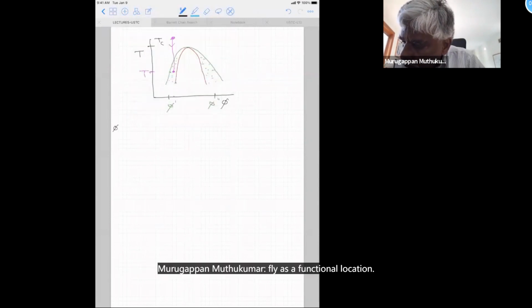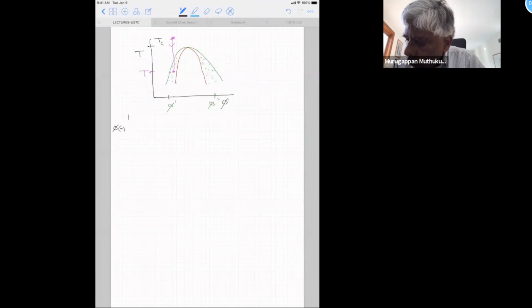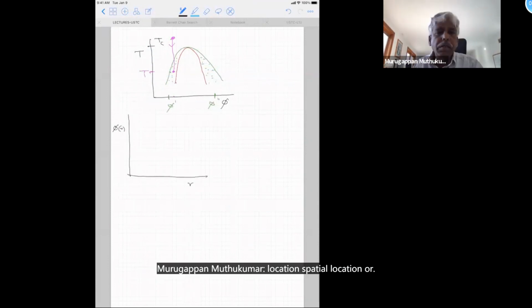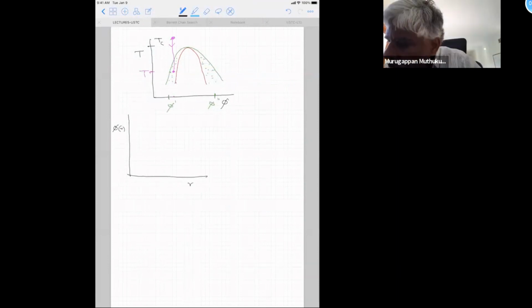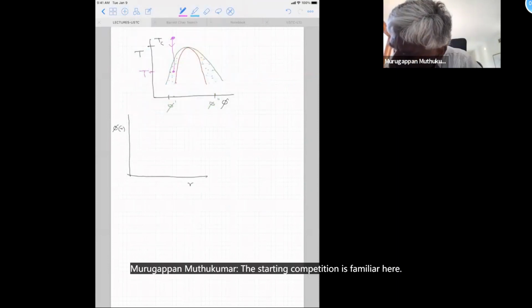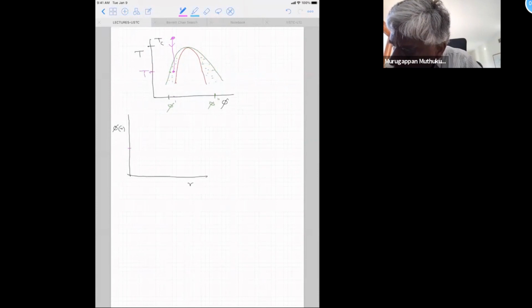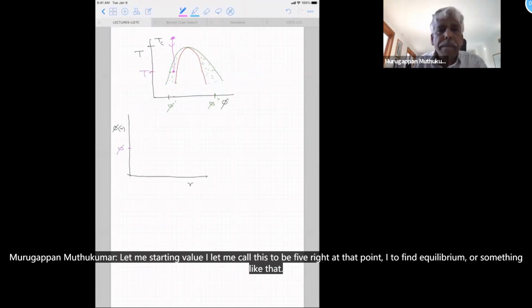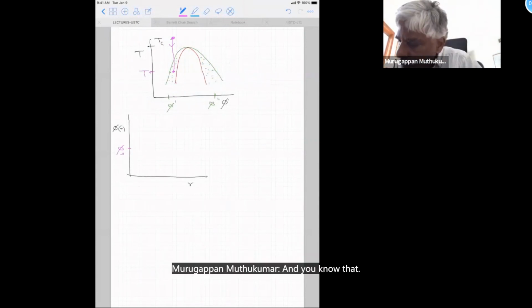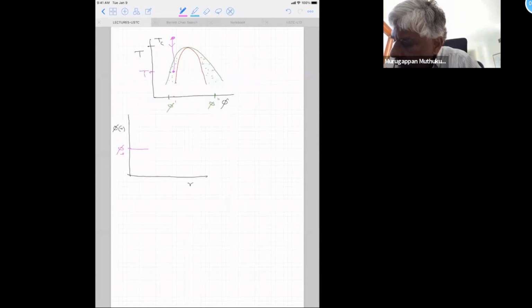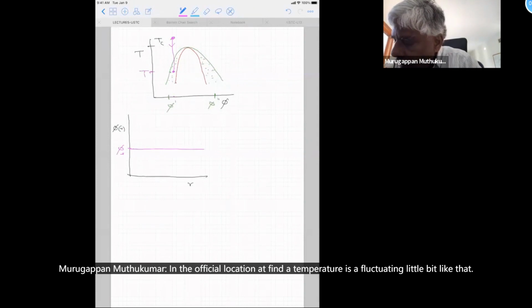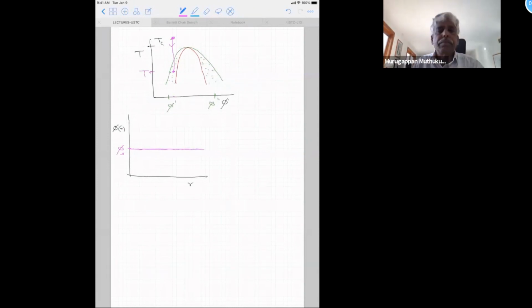And I already mentioned to you in the last lecture, suppose I plot phi as a function of location. This is the spatial location R, and the starting composition is somewhere here. That's my starting value. Let me call this phi equilibrium or something like that. And we know that in the spatial location at finite temperature, it is fluctuating a little bit, like that. This is at T equal to 0.